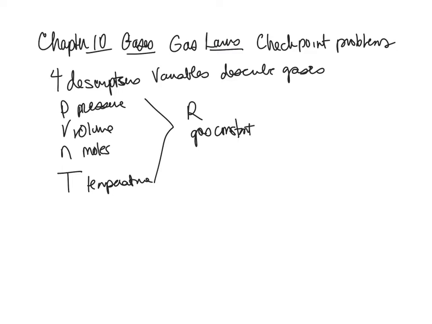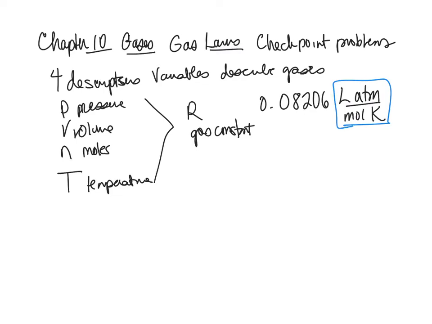And if you look at your periodic table, you'll see that's 0.08206 liters atmosphere over mole Kelvin. And the reason why I bring this up is because these are the units that you want your variables to be in. So pressure, you want to be in atmosphere. Volume, you want to be in liter. The amount is moles here. And then we have temperature in K for Kelvin.